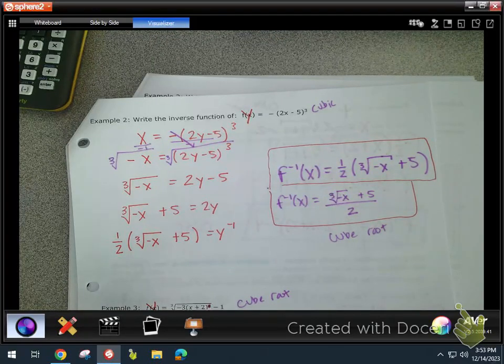How come the 2 went inside the square root of 3 last time?